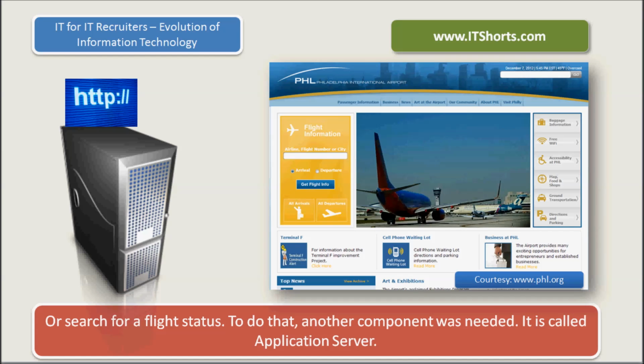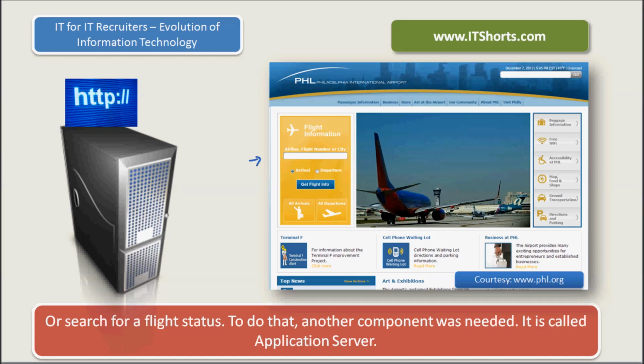Depending upon the sites people visit, or the type of the site, the nature of the business, the website had to become more intelligent. So this is an example of Philadelphia International Airport, where the users can go and check the flight information status and everything.